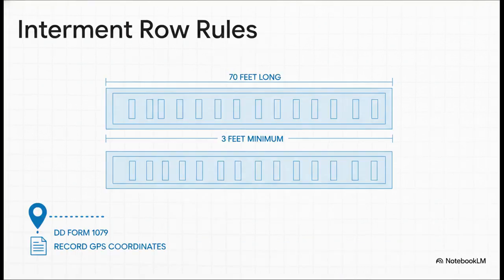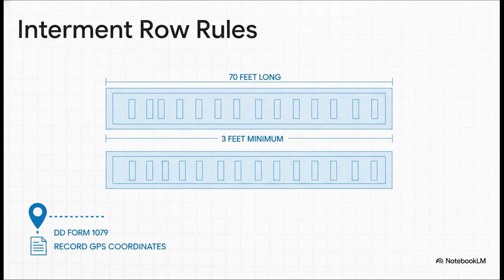If it gets authorized, civil engineers will step in to help you build out the exact site dimensions. The trenches must be 70 feet long and 3.5 feet deep. You place a maximum of 10 remains per row, laid head to foot, and you have to maintain at least 3 feet of distance between the rows.